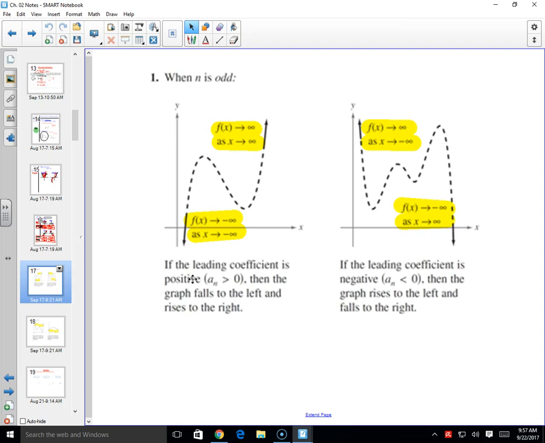As leading coefficient is positive and n is odd, it doesn't matter what's going on in here. All that matters for end behavior is what's going on in the ends. As I go to the left, as I go to the right, that will always be true. If the leading coefficient is negative, it doesn't matter what craziness is going on. As I go to the left and as I go to the right, those are true.